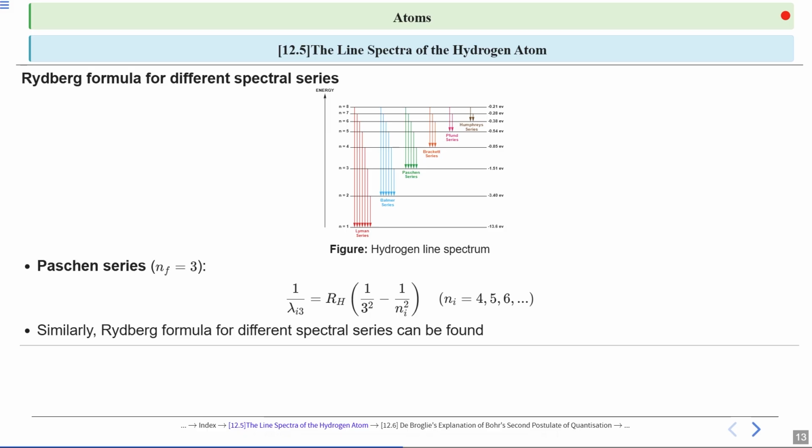Similarly, we can use the Rydberg formula to find the wavelength for other spectral series, by changing the value of nf. The key idea is that each series corresponds to electrons dropping to a specific lower energy level.